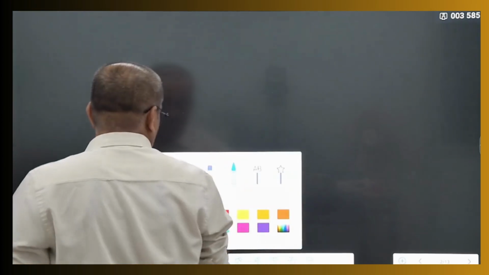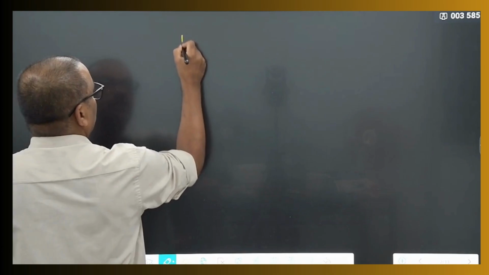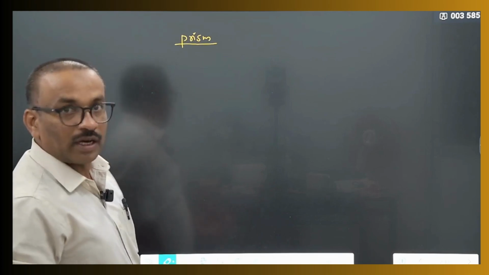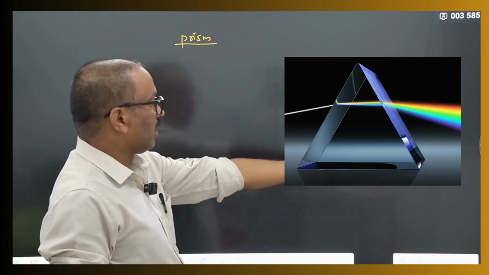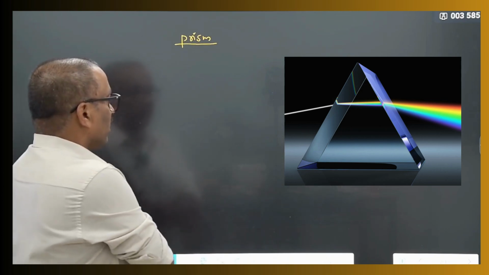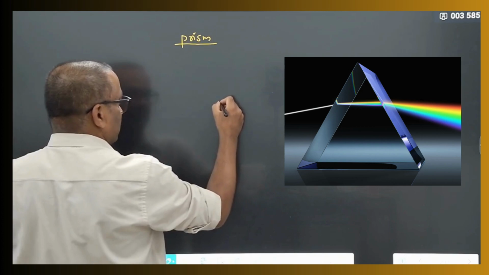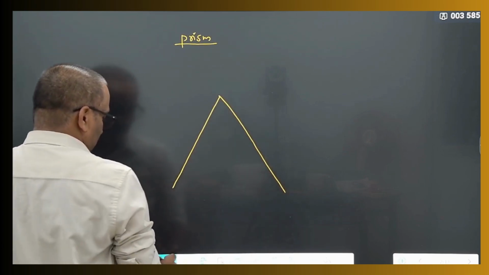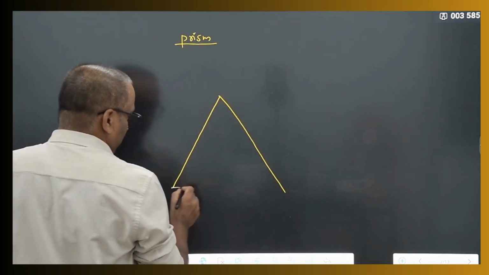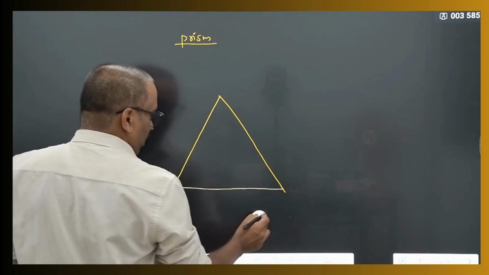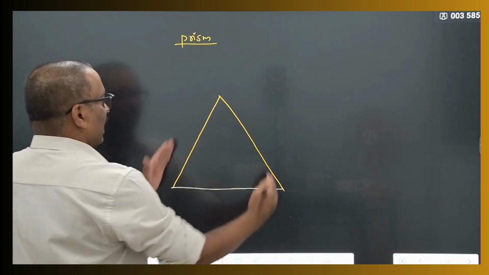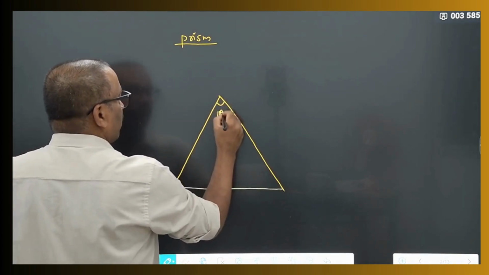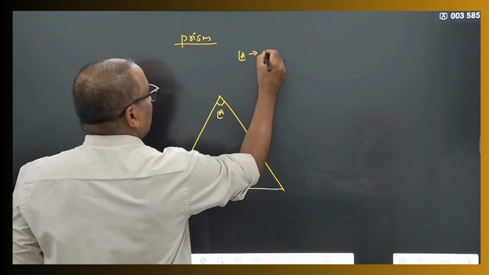First of all, let us see the prism. You might have seen a prism. I'll show you one image of it. Here there are 2 refracting surfaces. These are the 2 refracting surfaces, inclined at an angle, and this will be the base of the prism. Now this angle we call the angle of prism, and it can be written as A.